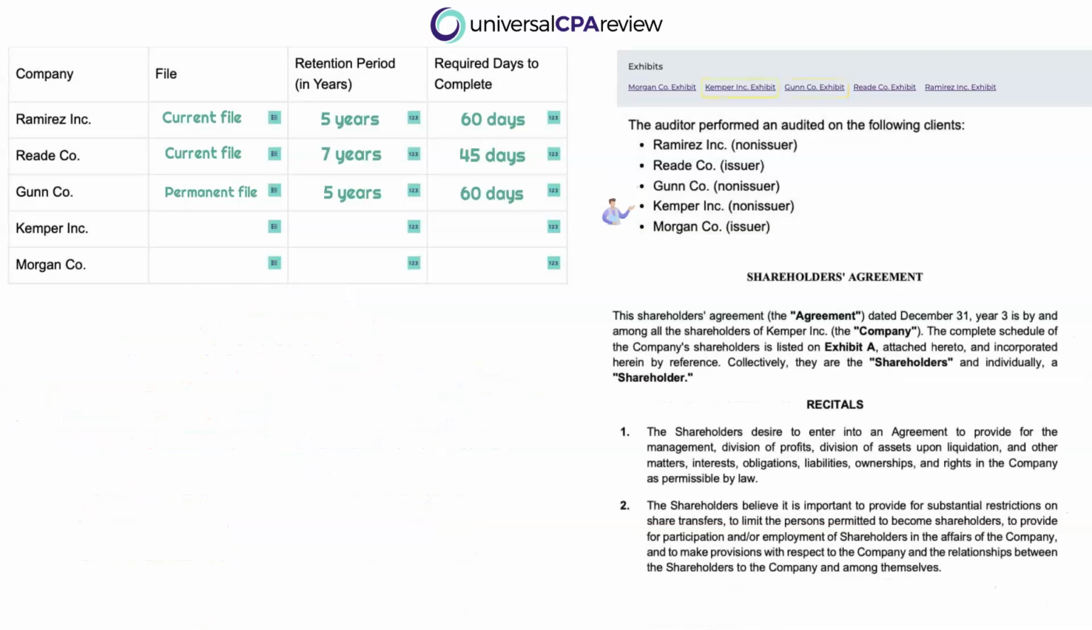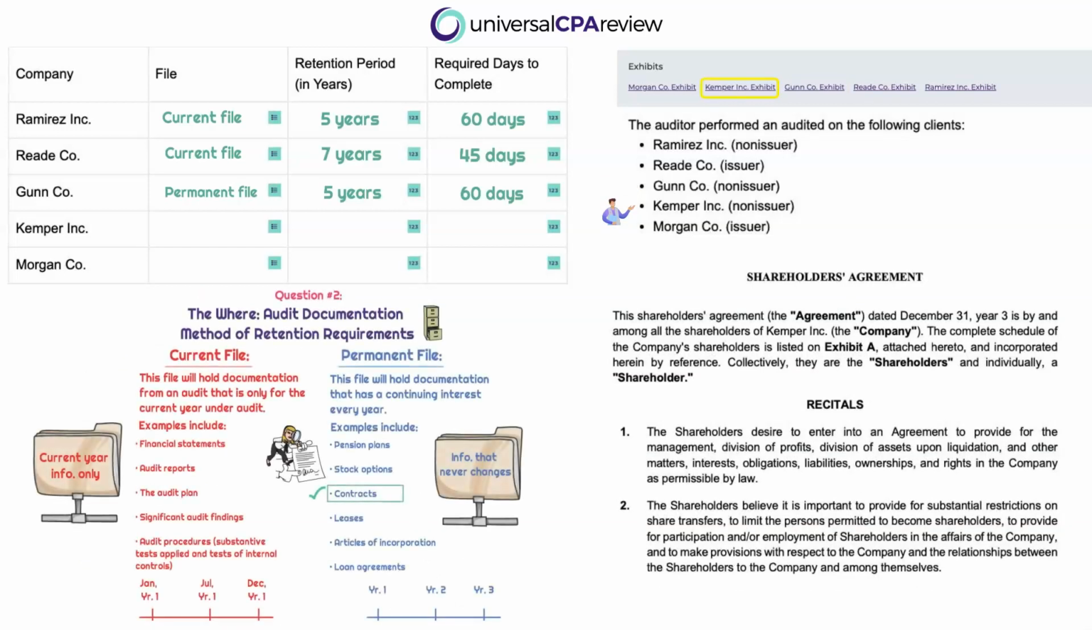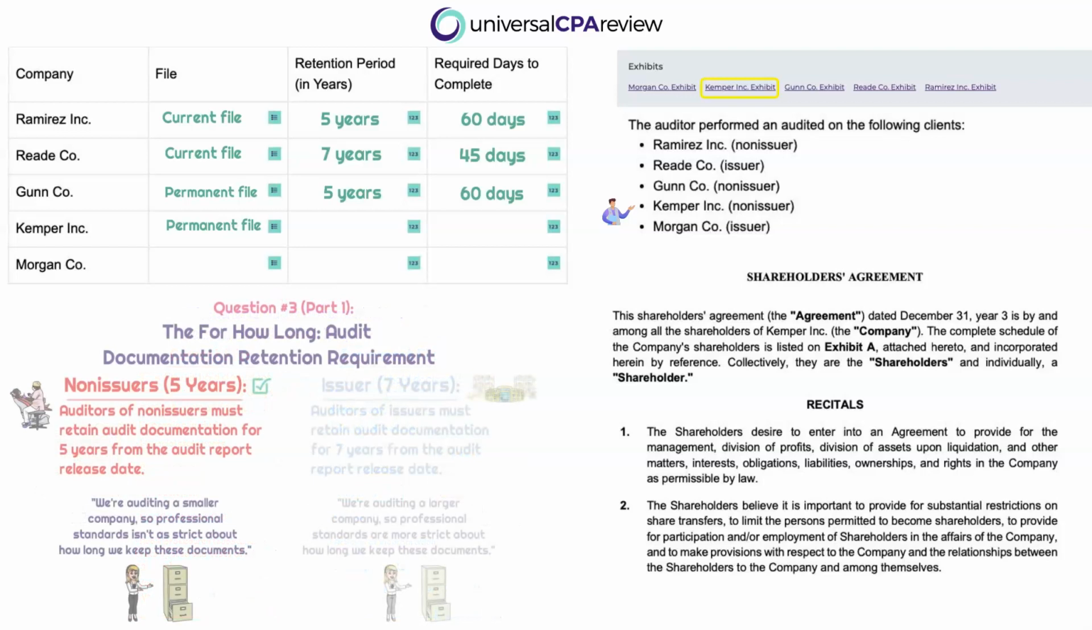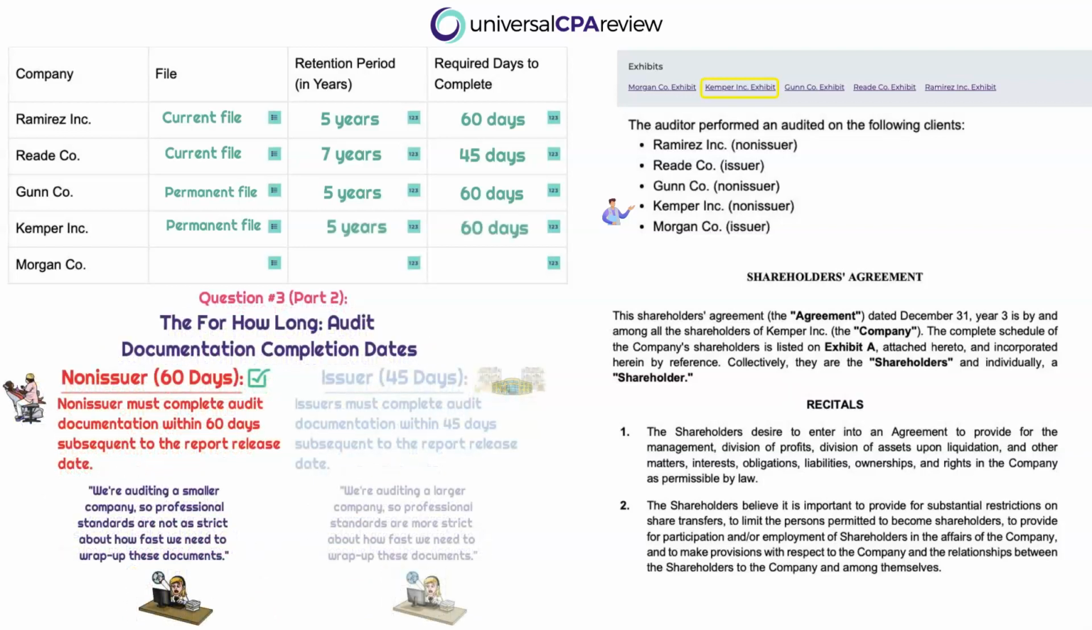Kemper Inc., another non-issuer. So what do we got here? We have a shareholders agreement. Okay, so this is permanent information that's going to have continuing interest year after year. All right, so this is information that's never changing. So this is information that should be documented in the permanent file. And because this is a non-issuer, we're going to have less strict rules. So we need to hold on to it for 5 years and wrap up the work papers in 60 days from the audit report release date.